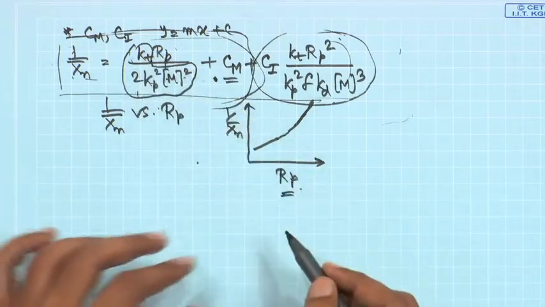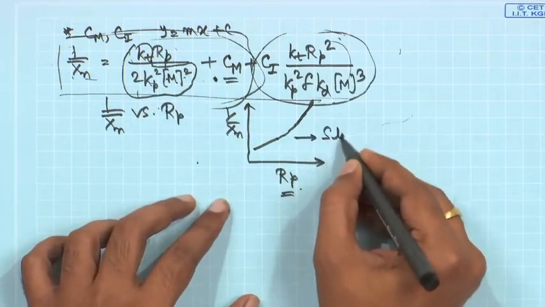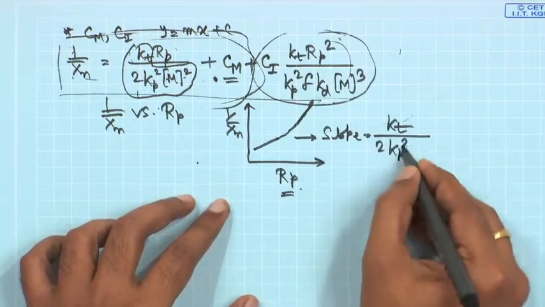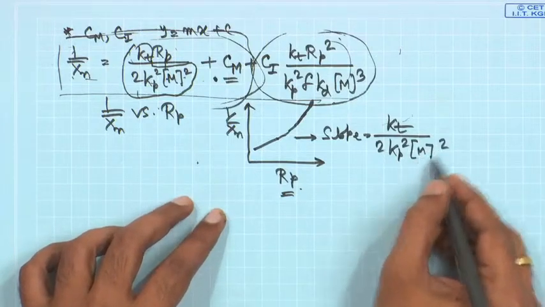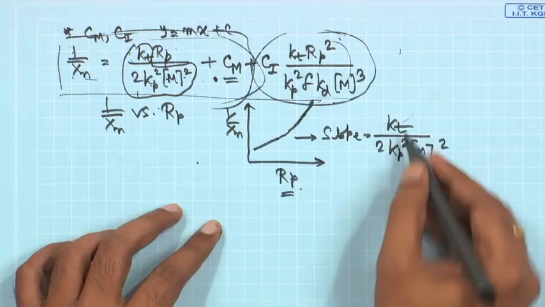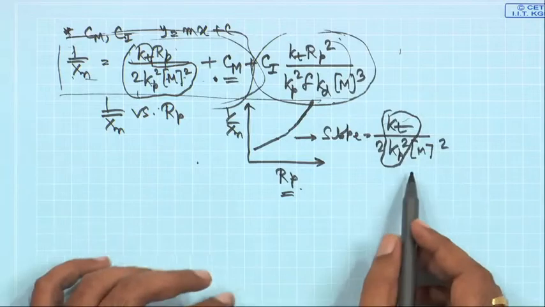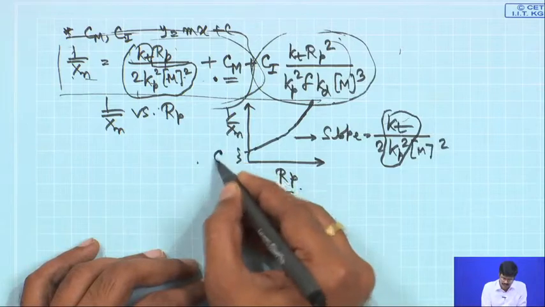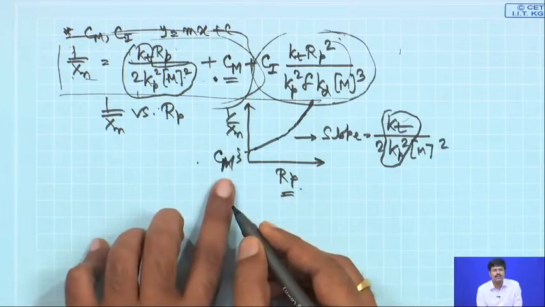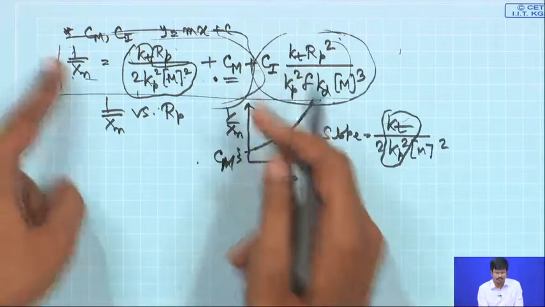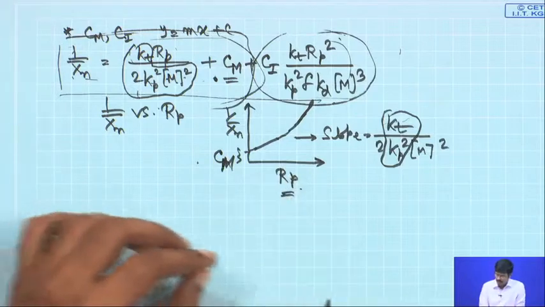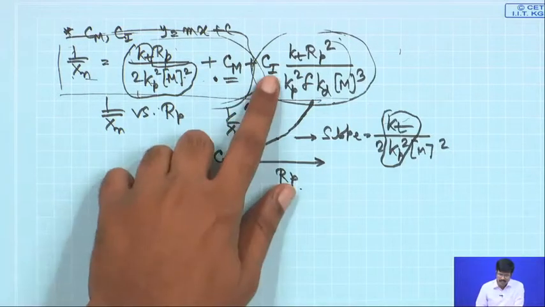So, what you can find is that from the slope you can find kt divided by 2, it is kp square into m square. If you know the monomer concentration, you can actually find this value of kt by kp square, which is a very important term that you can find from the slope. And from the intercept you can find the value of Cm, the monomer chain transfer constant, because this becomes a linear equation. So, from the intercept you can find this monomer chain transfer constant. Okay.